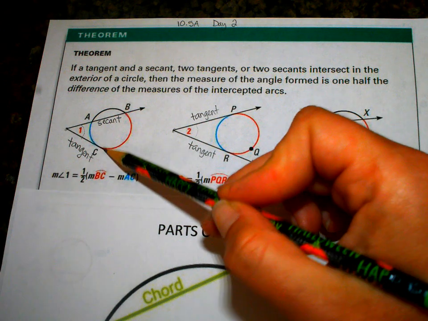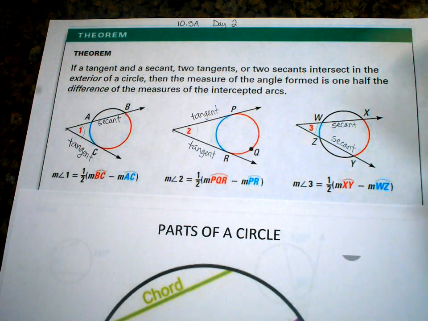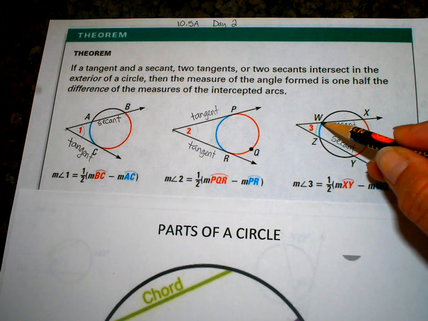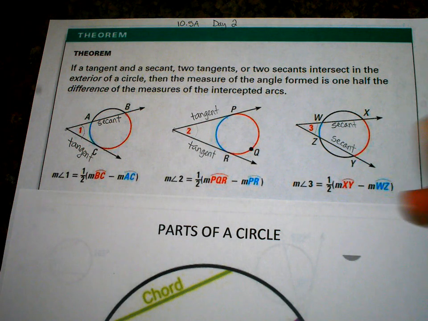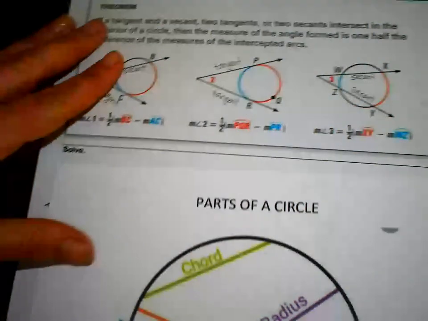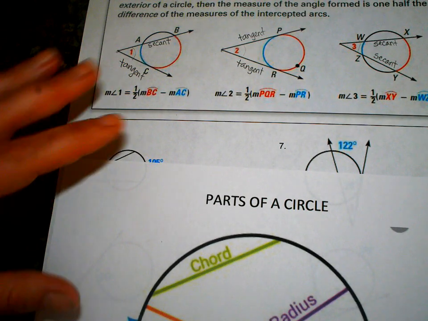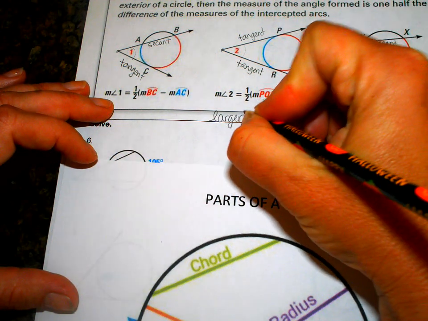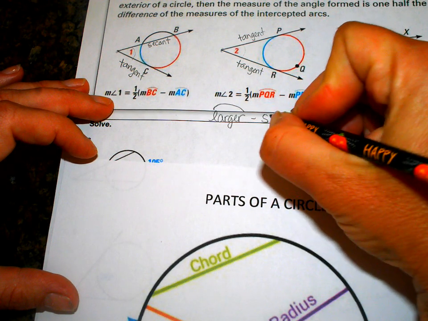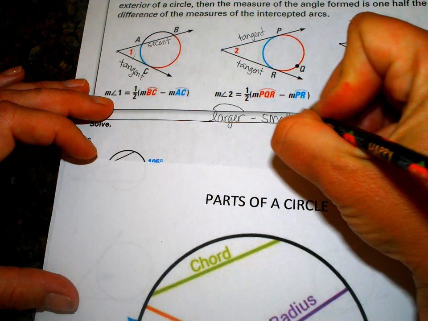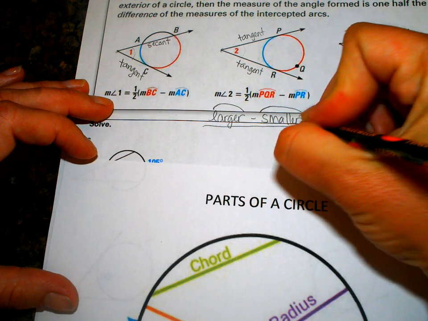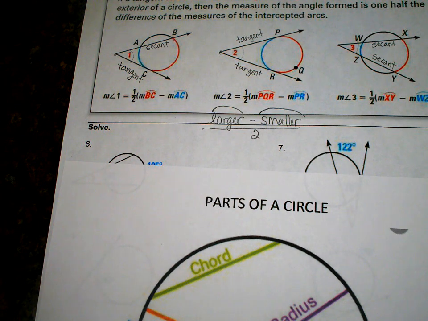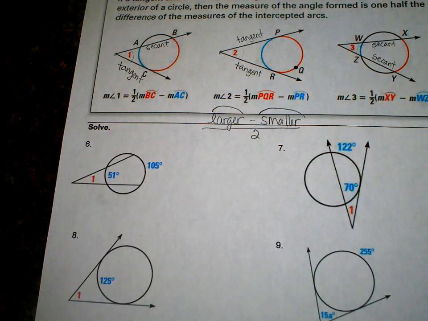the bigger arc minus the smaller arc. Bigger arc minus the smaller arc. And we cut that in half. So I want to make sure that you always are doing the larger arc minus the smaller arc, and then you're going to cut it in half. Okay? All right. So here we go.